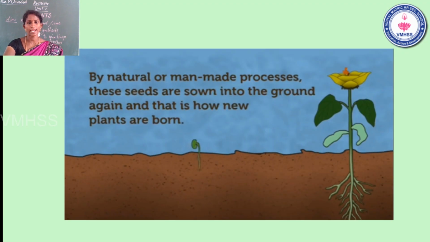What is the fourth stage? Yes, a small plant grows up into the adult plant. Okay, so that was the fourth stage.